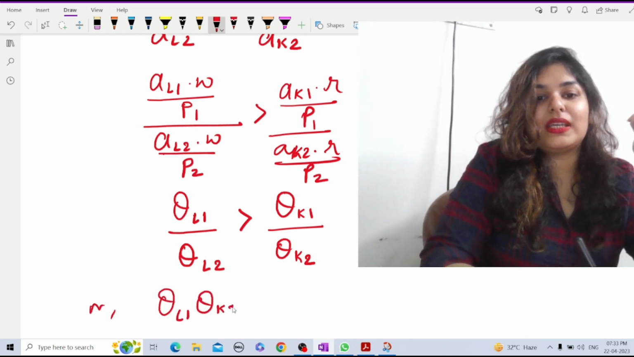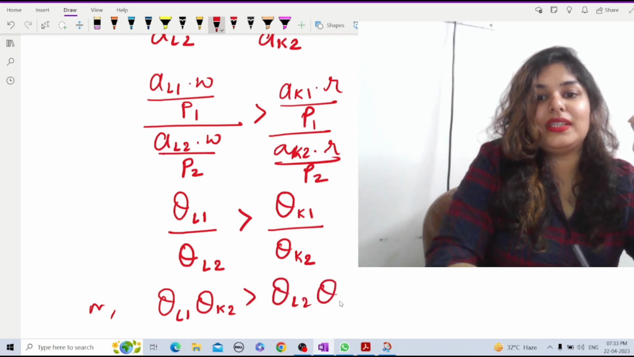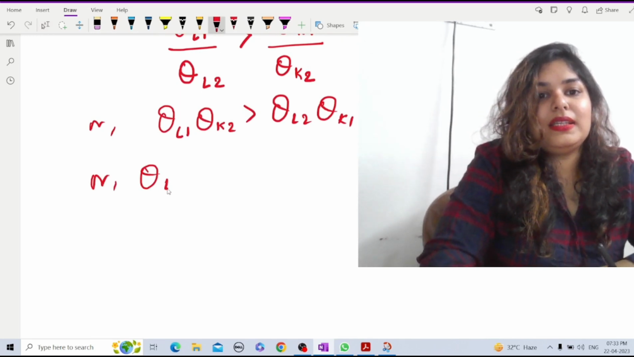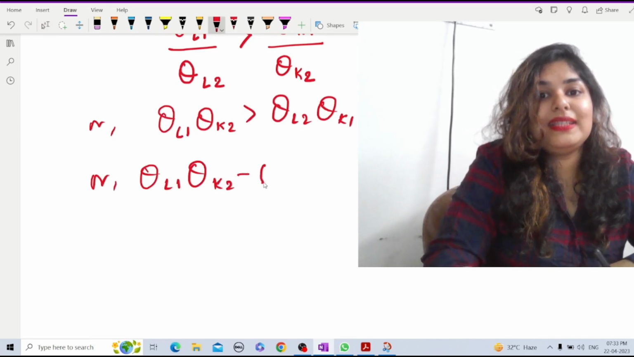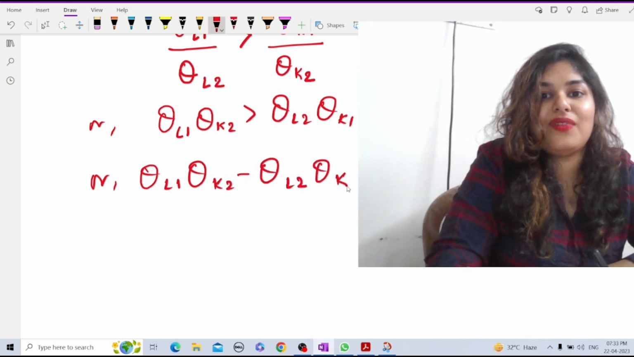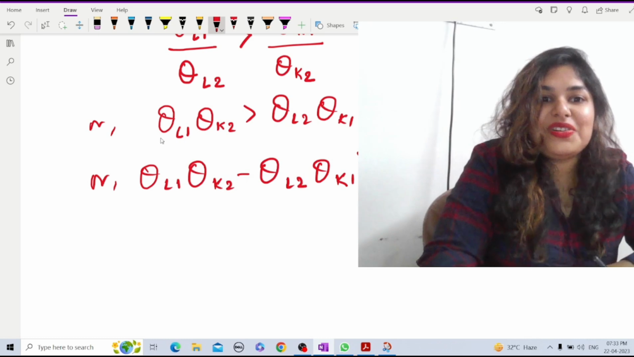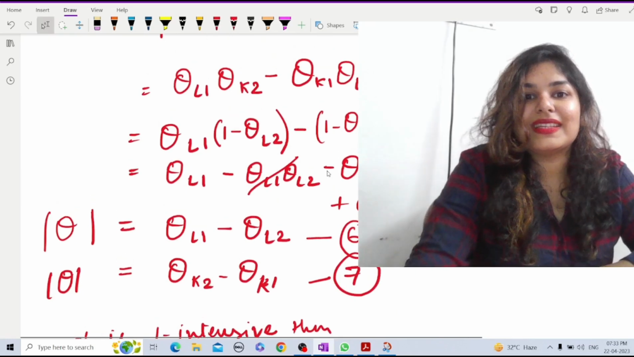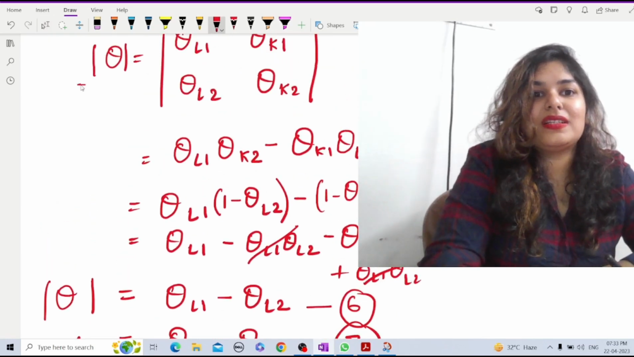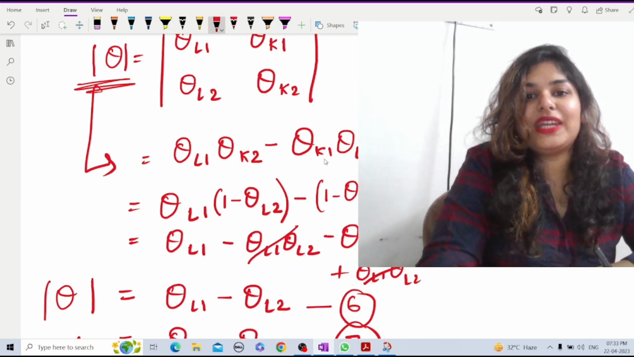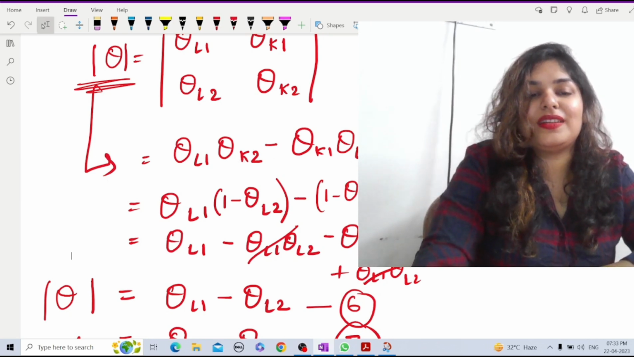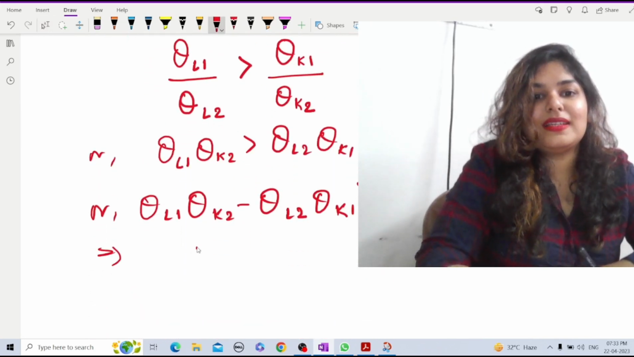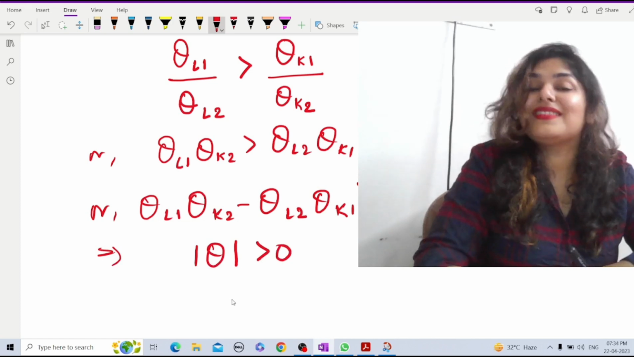Theta L1 into theta K2 is greater than theta L2 into theta K1, which can be written as theta L1 into theta K2 minus theta L2 into theta K1 is greater than 0. Now try to recall this equation. If we go up, this is nothing but our determinant value, theta L1 theta K2 minus theta K1 theta L2. So let us write down that the determinant is greater than 0. So this implies that the value of the determinant is greater than 0.